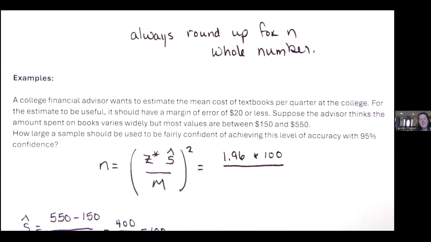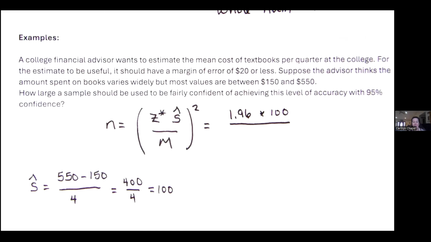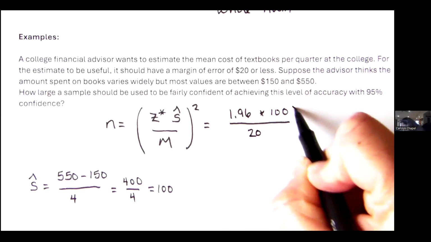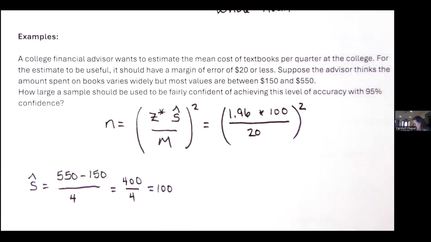My margin of error is the amount we want to be within, so we want to be within $20, and that we're going to square. So this is where we drag out the calculator. We take 1.96 times my 100, divide that by 20, and then I'm going to square that number.